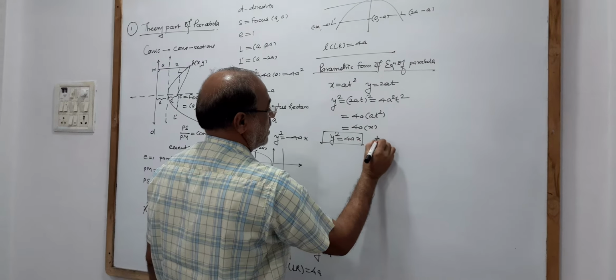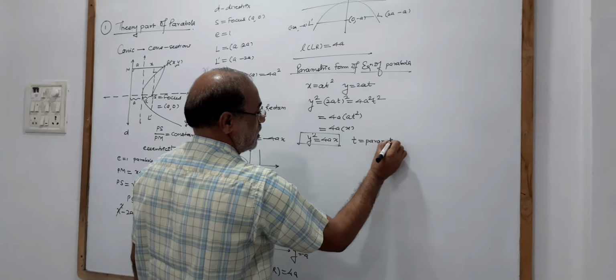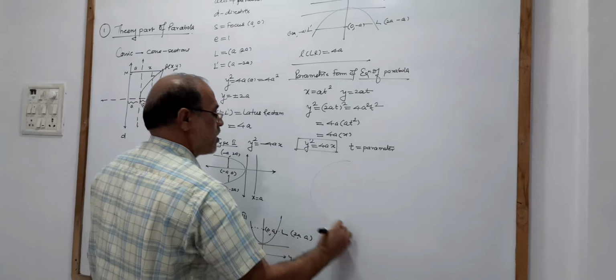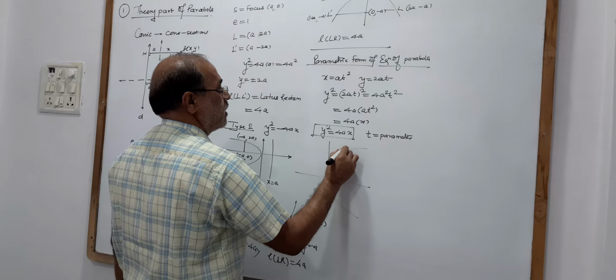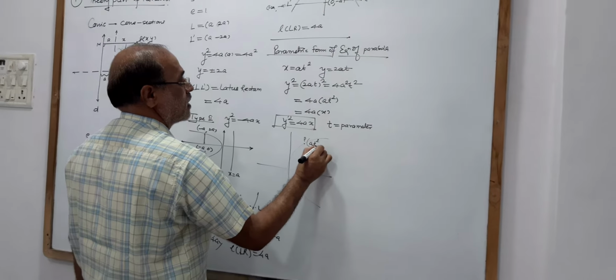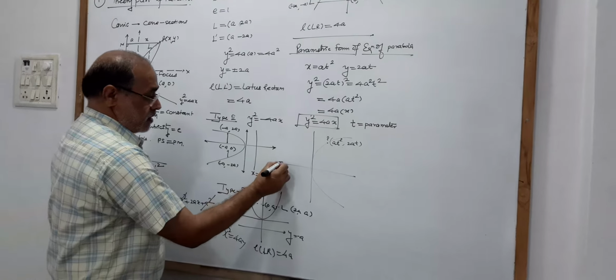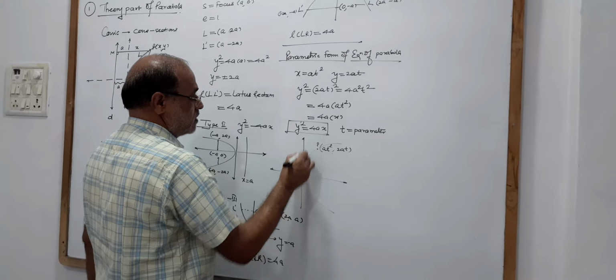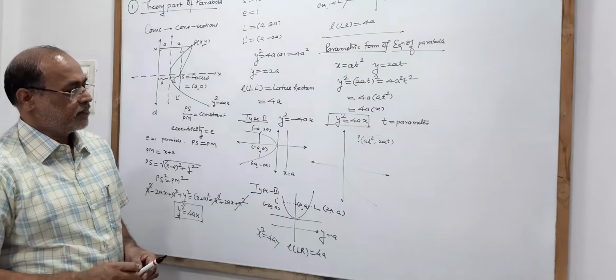Here, the t value is called a parameter. Therefore, any point P on the parabola is given by (at square, 2at). These are the parametric equations of the parabola.